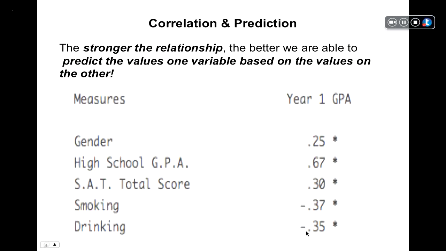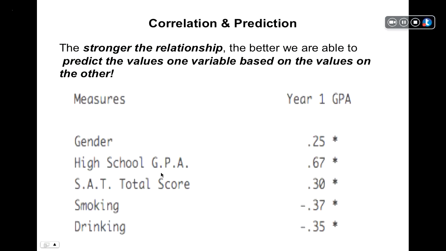We can see that it's negatively correlated with first year GPA. So all that means is that the more somebody drinks or reports that they drink, the lower their GPA tends to be. So the thing about prediction is this: the stronger the correlation coefficient, the stronger the relationship, the more accurate the predictions that can be made.